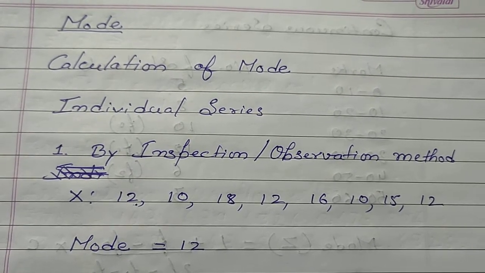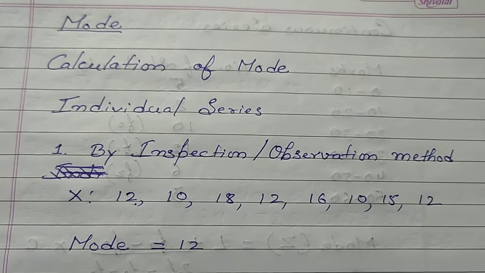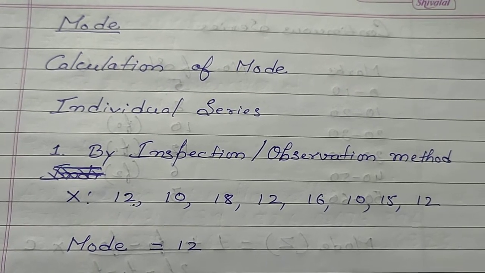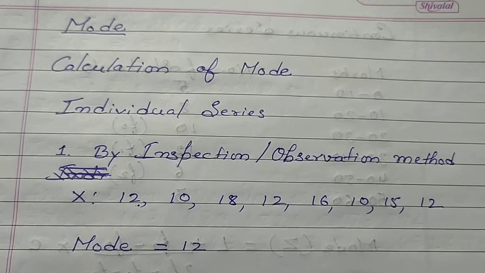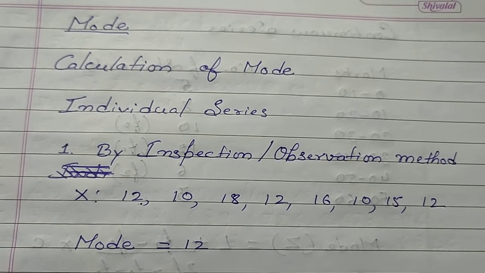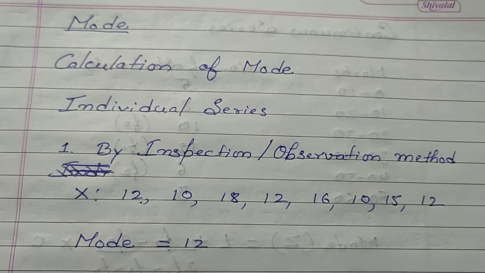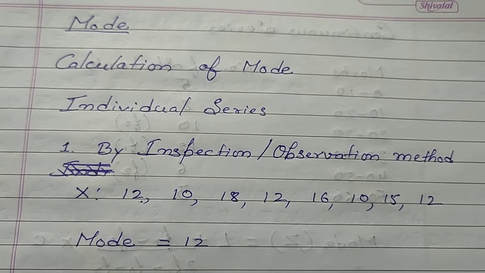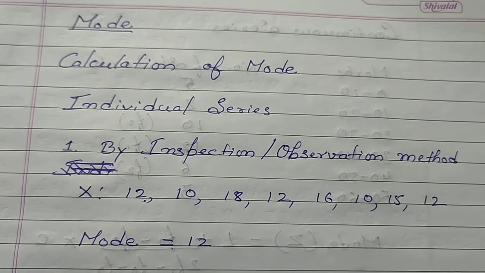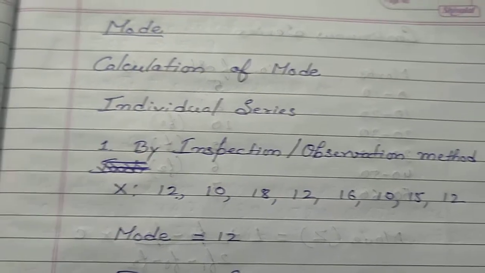In inspection, by looking we can see which value is repeated the most number of times. That value is called the mode, because we know that mode refers to a measure in which the most frequently occurring item is considered as the mode. So in this case the mode is 12.